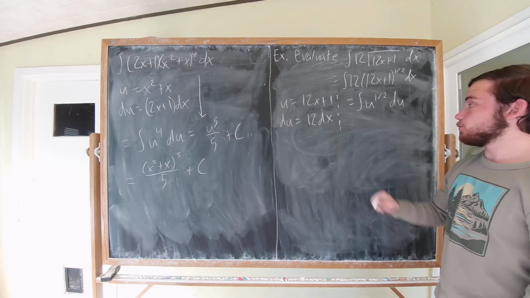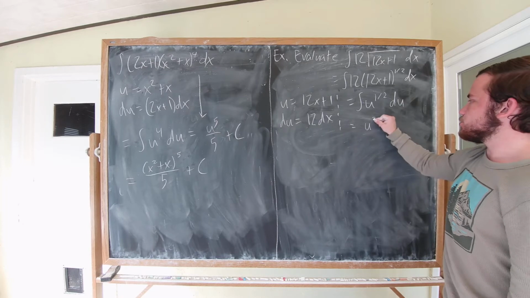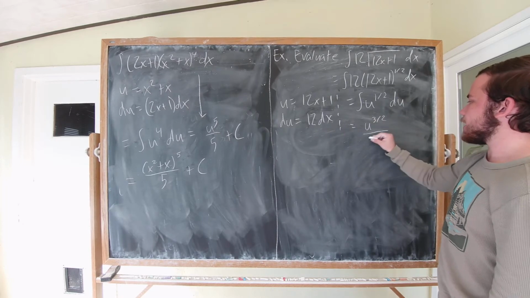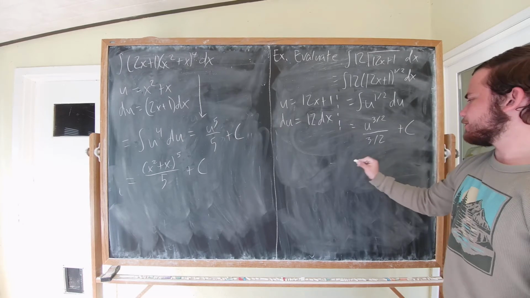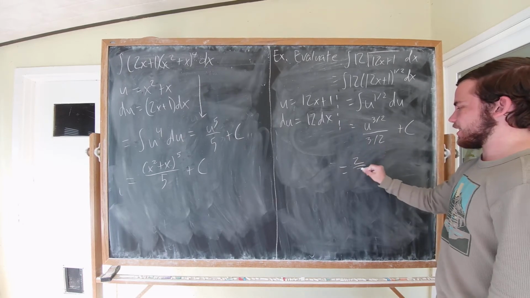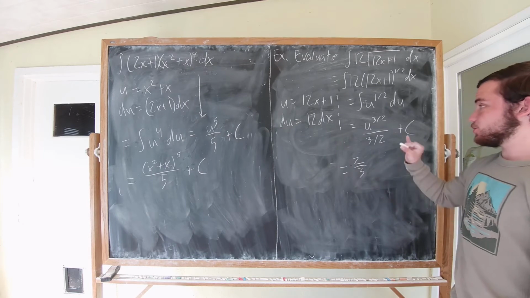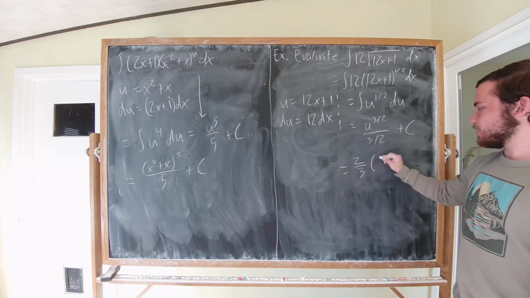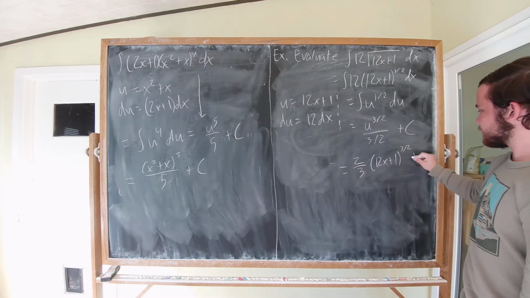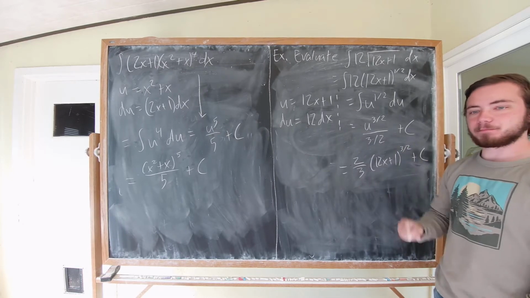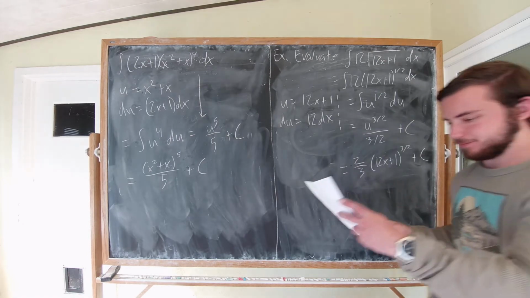Nice. Power rule now says this is equal to u to the 3/2 divided by 3/2 plus c. Dividing by 3/2 is the same as multiplying by 2/3. So it's going to be 2/3, and then substituting back in, times 12x plus 1 to the 3/2 plus c. Nice.